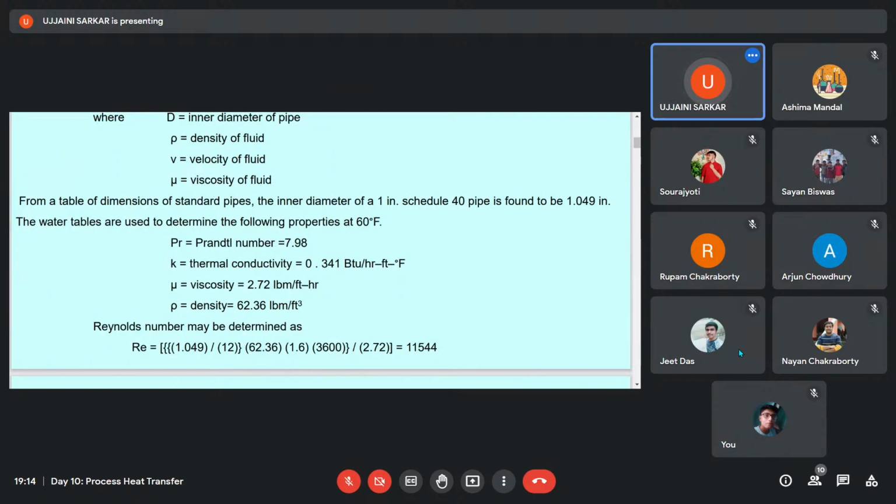What is the value of Cp for water at 60 degree Fahrenheit? What is the value of Cp for water, ma'am? 1.001 in British unit. And what is the unit? BTU per lbm degree Fahrenheit.